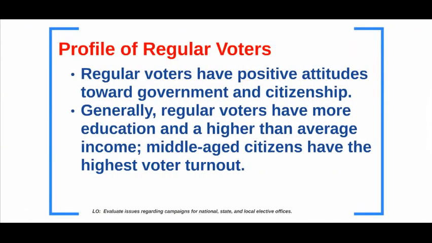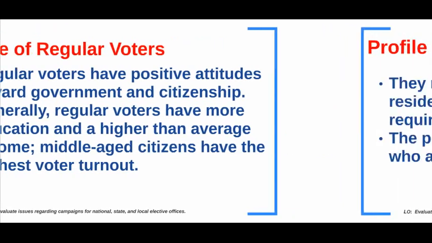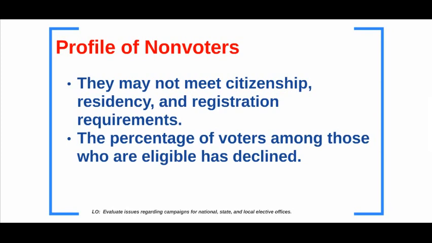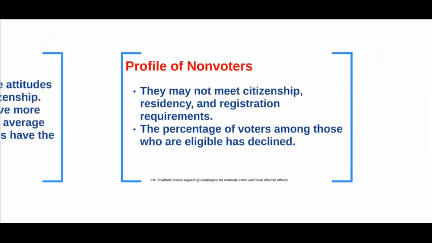The profile of regular voters. Regular voters have positive attitudes towards government and citizenship. Generally, regular voters have more education and a higher than average income. Middle-aged citizens have the highest voter turnout. Profile of non-voters. They may not meet citizenship, residency, and registration requirements. The percentage of voters among those who are eligible has declined.